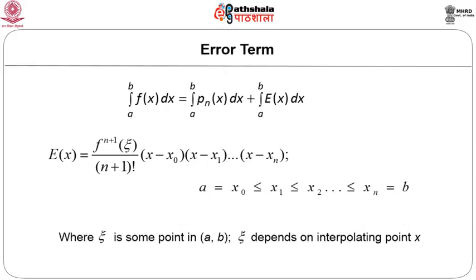And therefore, if we integrate both the sides of this equation, integral a to b f(x) dx, that is our I, is equal to integral a to b p_n(x) dx, that is our integration formula, plus integral a to b E(x) dx. So, the error in the integration formula is given by integral a to b E(x) dx. If we can get an estimate of this integral of the error term, this will give us an idea about the error.